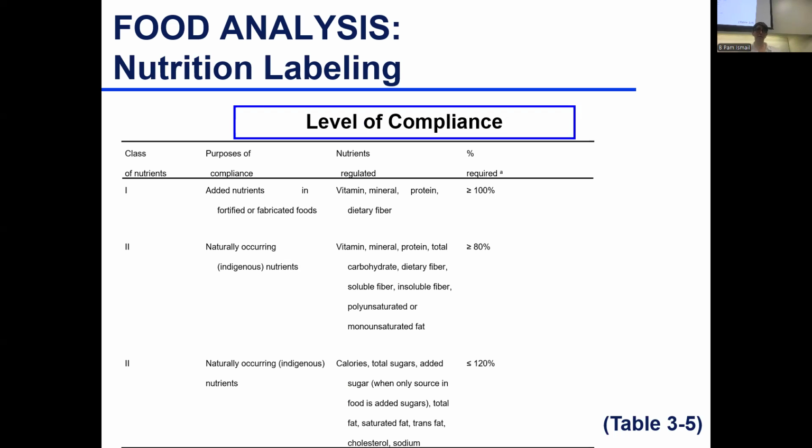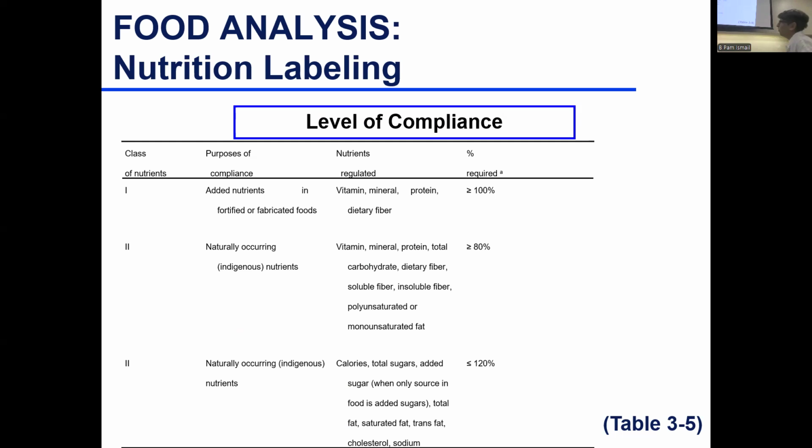You're not in compliance. If it is endogenous, naturally present, vitamins, minerals, protein, whatever it is, it's okay to be equal or greater than 80%. So let's say you have endogenously 10 grams of protein per serving of flour. And then they measured and it turned out 9 grams. It's okay. It's fine. You're not making a claim. You're not adding protein.